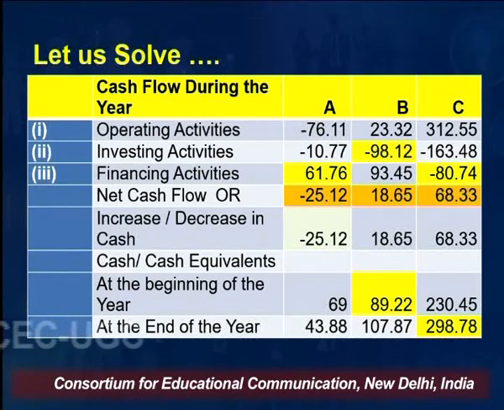Since the other two values are negative, obviously this financing activity must have been positive. So we have got the positive value of 61.76, and in this way we have filled the blank given in question number 2 for company A. So for company A, this is the way we started. We found that the opening and closing balance of cash and cash equivalents were present.